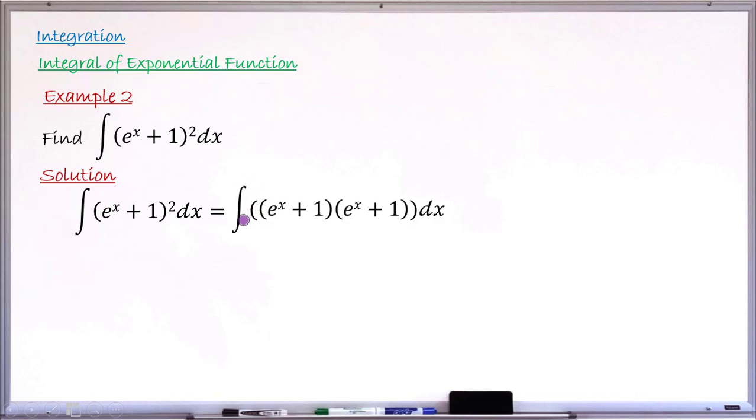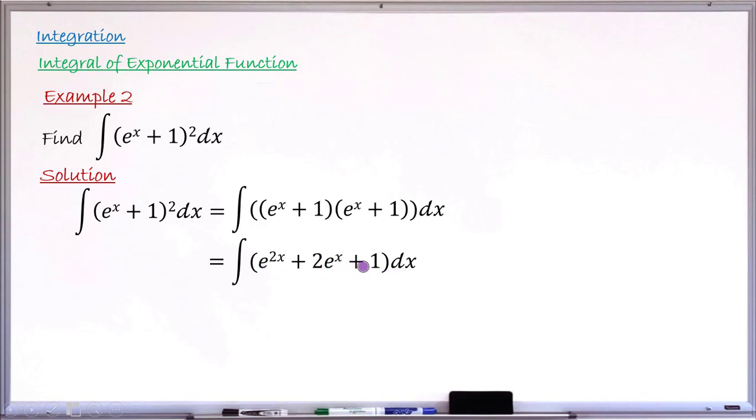So I'm going to have the integral of open bracket, inside that bracket you have 2 other brackets, each one containing e raised to x plus 1, times e raised to x plus 1. So if I expand these two inner brackets correctly, e raised to x times e raised to x gives you e raised to 2x. e raised to x times 1 will be e raised to x. 1 times e raised to x. If you do the expansion of the 2 brackets correctly, you're going to have e raised to 2x plus 2 e raised to x, then plus 1. So it is this that I'll now find the integral of.